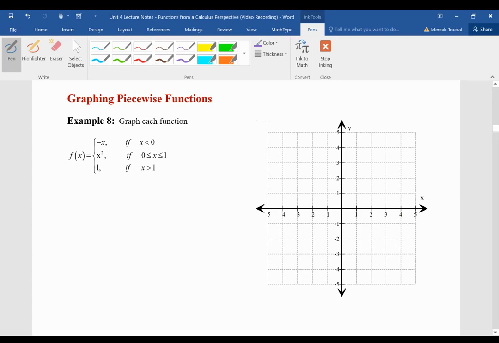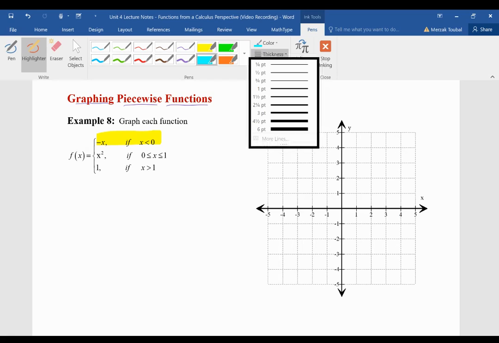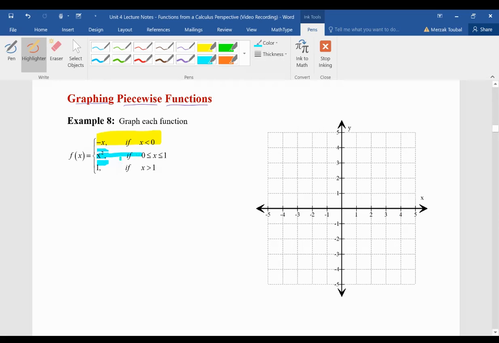Hi, in this video, I'm going to show you how to graph piecewise functions. In example 8, the function f is negative x if x is less than 0. And then the function f is x squared if x is in between 0 and 1.